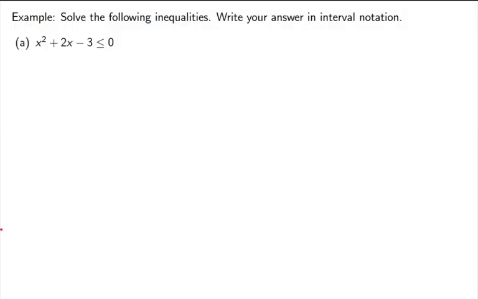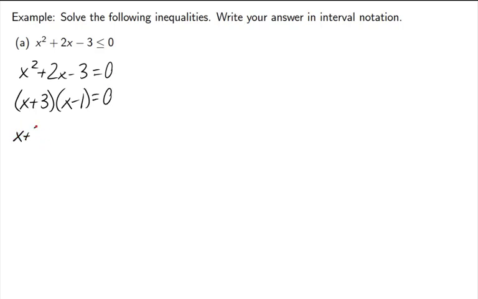So let's start off with this example. You'll notice that this inequality already has a 0 on one side. So we're going to solve the equation x squared plus 2x minus 3 is equal to 0. We can solve this by factoring. This is x plus 3 times x minus 1 equals 0. So x plus 3 equals 0, or x minus 1 equals 0. So x equals negative 3 is one solution, and x equals 1 is the other solution.